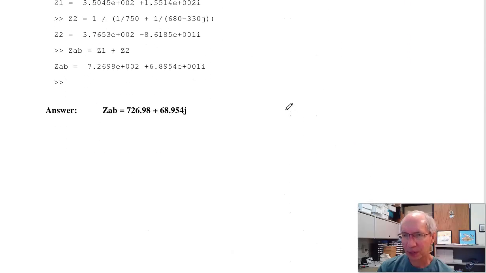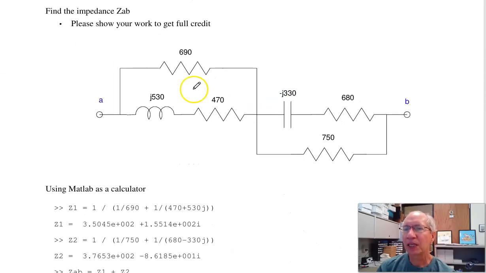The last problem is find the total impedance of this circuit. So again, this is adding resistors in series and parallel, only now using complex numbers. HP calculators can do this, MATLAB can do it, TIs and Sharp kind of struggle. But this would be these 2 in parallel, so it's 1 over R1 plus 1 over R2.